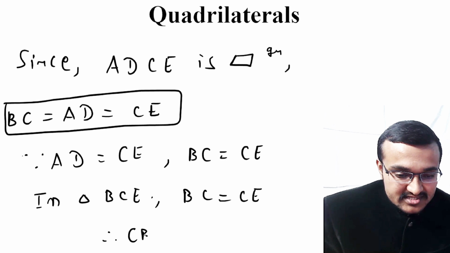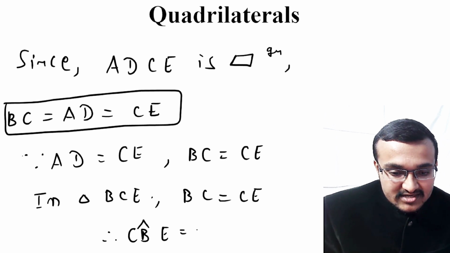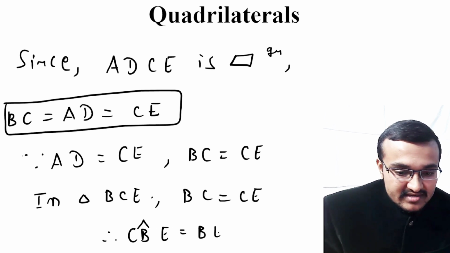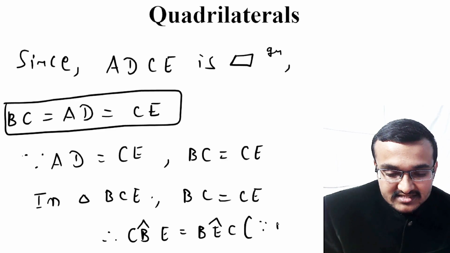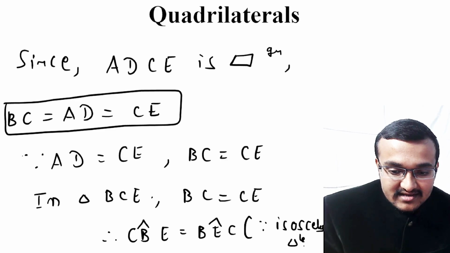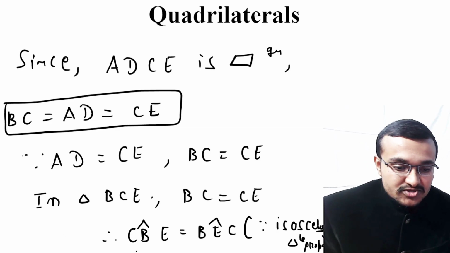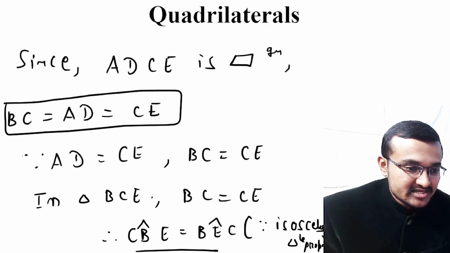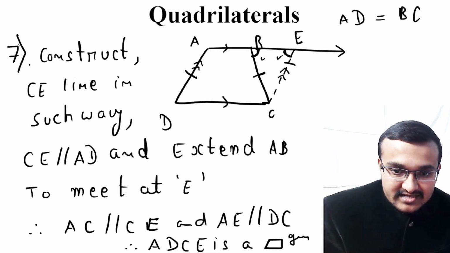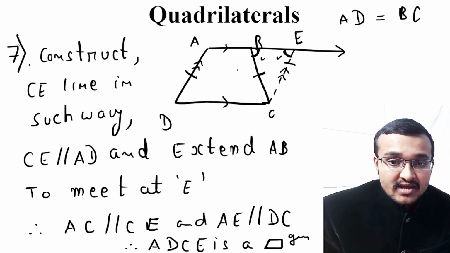So therefore CBE is equal to BEC. This is because of the property of isosceles triangle. So now we have got angle CBE equal to angle BEC, so these two angles are equal to each other.